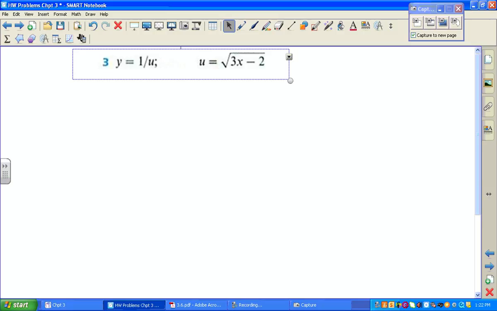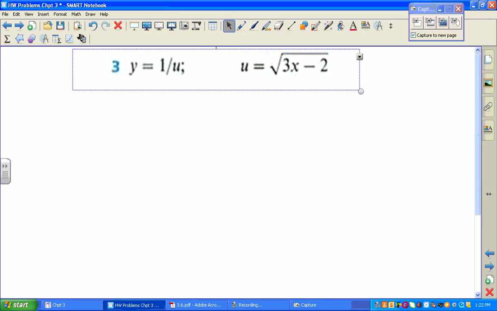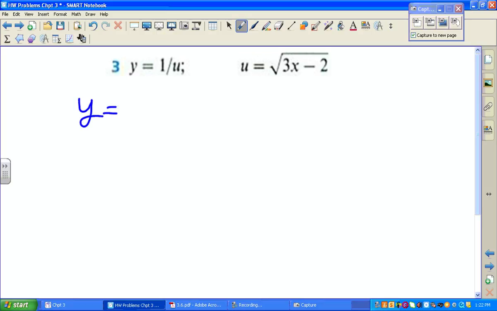On number 3, I will tell you this because you won't see problems like this the rest of the year. This problem should be y equals 1 over the square root of 3x minus 2. If you try to do exactly just the chain rule in 2 steps, there's a third that you need because this u is actually another chain rule problem.